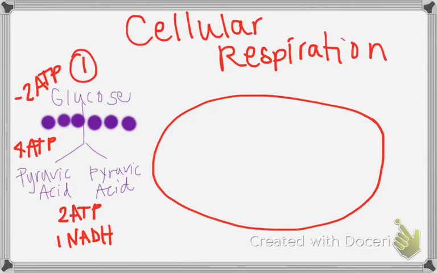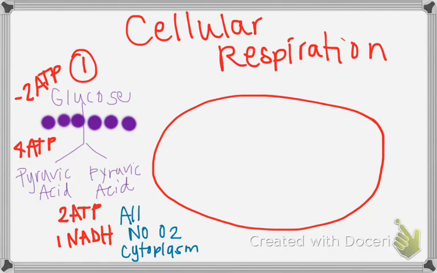Couple facts about glycolysis. Glycolysis happens in the cytoplasm. Glycolysis does not require oxygen, so no oxygen, happens in the cytoplasm, and all organisms do this. So this leads to common ancestry, that all organisms do it.